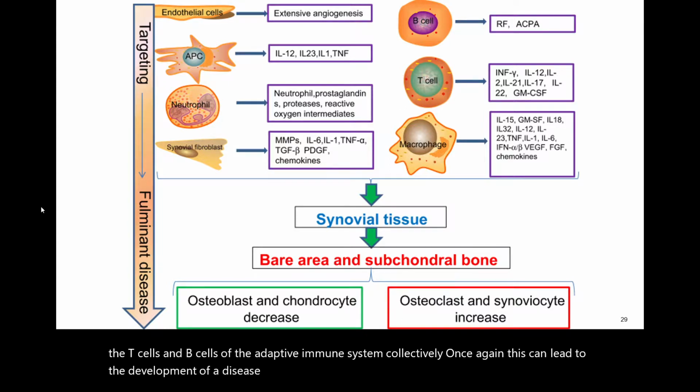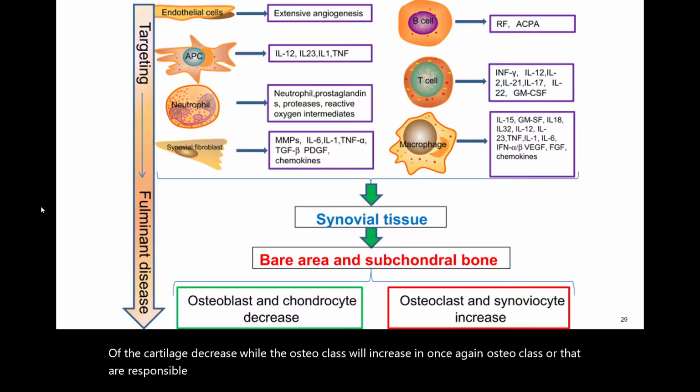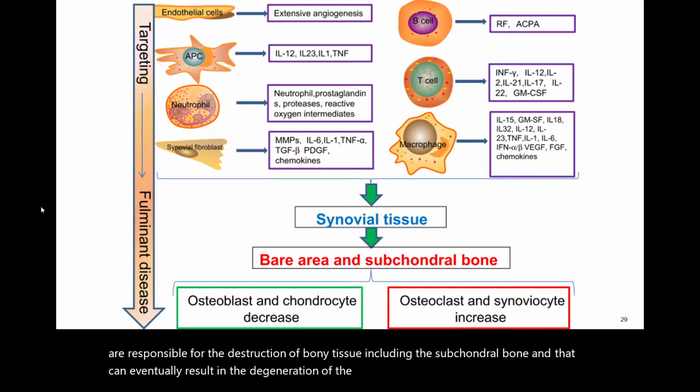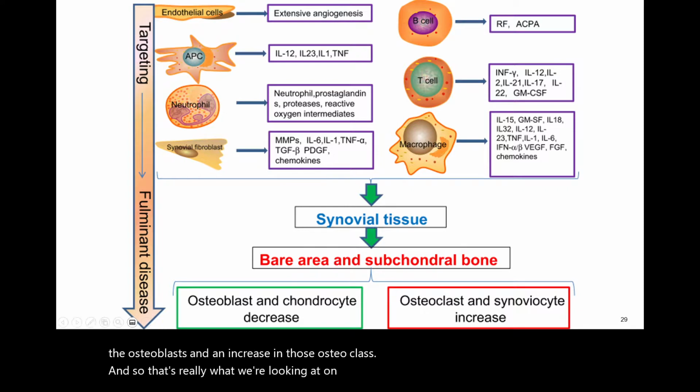Whereby osteoblasts and your chondrocytes, which are the cells of the cartilage, decrease while the osteoclasts will increase. And once again, osteoclasts are responsible for the destruction of bony tissue, including the subchondral bone, and that can eventually result in the degeneration of the articular cartilage as a result of a decrease in the osteoblasts and an increase in those osteoclasts. And so that's really what we're looking at on this particular schematic diagram.